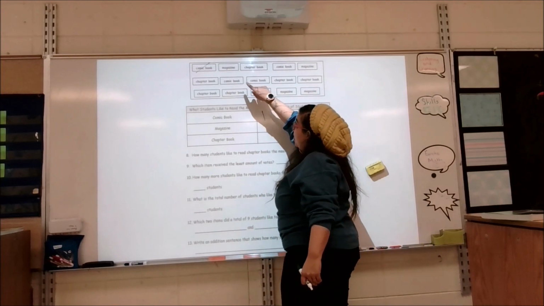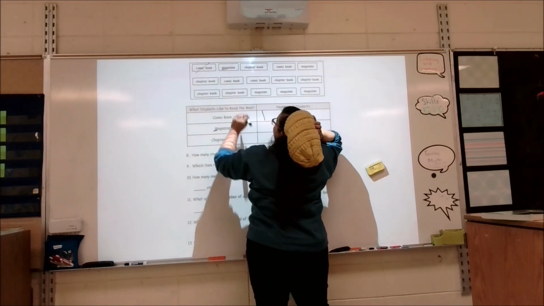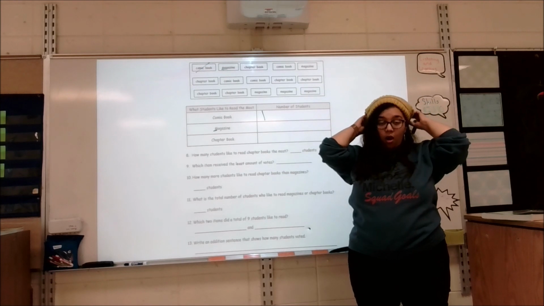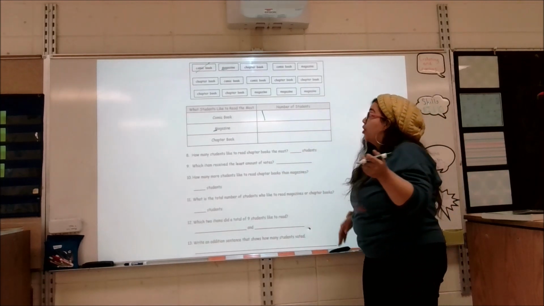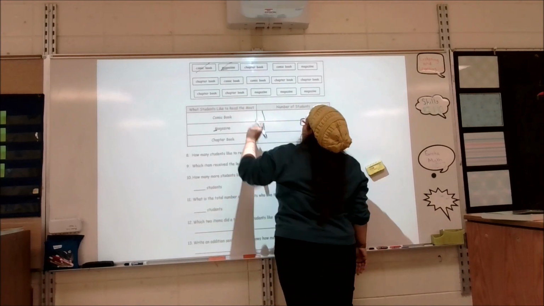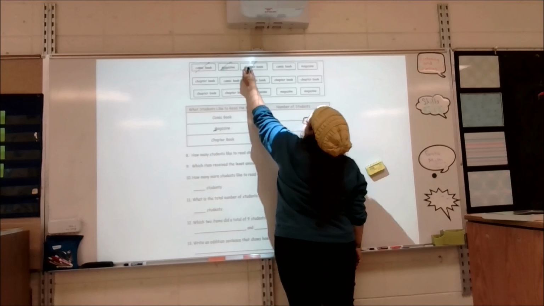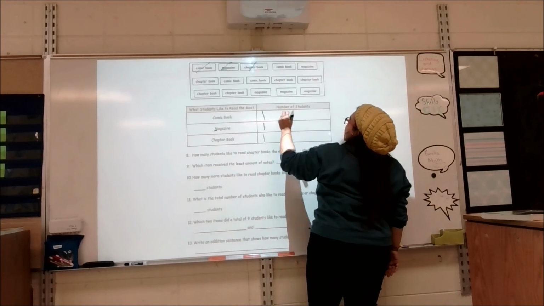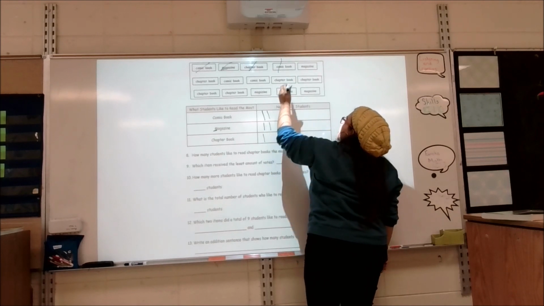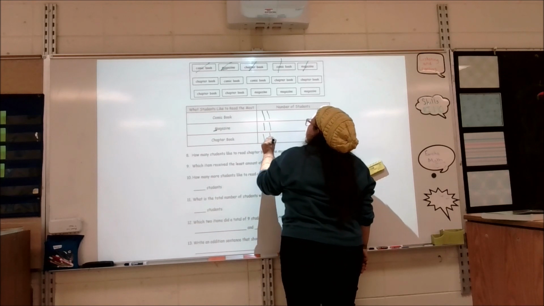The next one, even if you can't read this word, you know that this letter and this letter match. So they have the same first letter in addition to the same rest of the letters. So this says magazine. So 1 vote for magazine, mark it out. 1 vote for chapter book, mark it out. Keep going. Comic book, mark it out. Magazine, mark it out. Chapter book, good, mark it out.